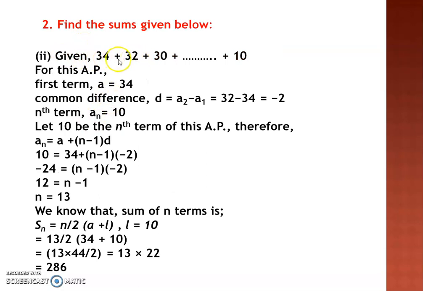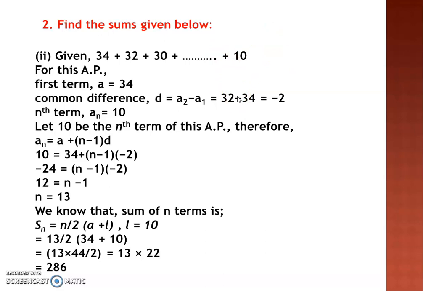So given the AP and the last term, we don't know the number of terms here, but we know the first term. We also know the common difference, which we can easily find by subtracting A2 minus A1. And here we also know the last term. We don't know how many terms are there.